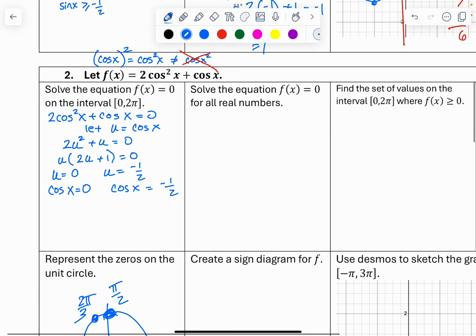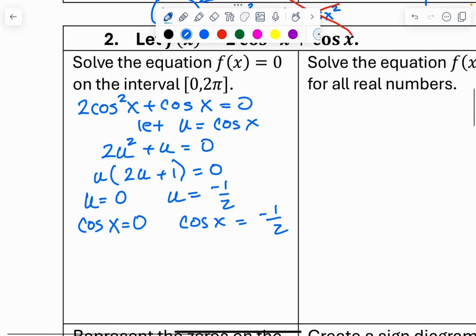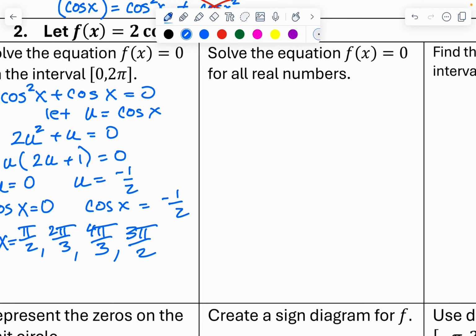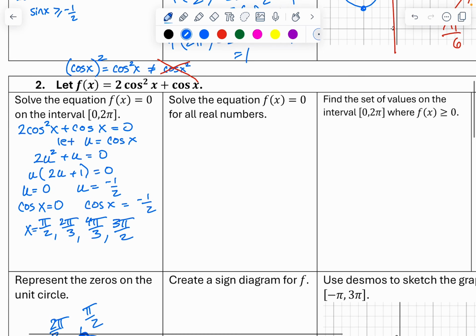Okay. So what were the directions in this box? The directions were on the interval 0 to 2 pi. So x equals pi over 2, then 2 pi over 3. If you have to put them in order, here we go. Then 4 pi over 3 was next, and then 3 pi over 2 was next. I don't know that you have to put them in order, but I did. And then it says find for all real x. That means we have all the coterminal angles to consider.